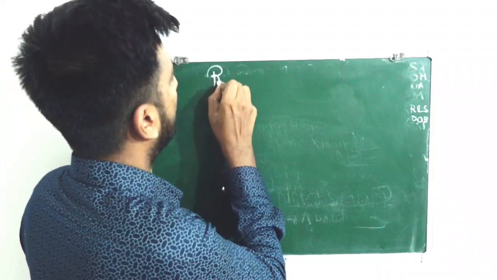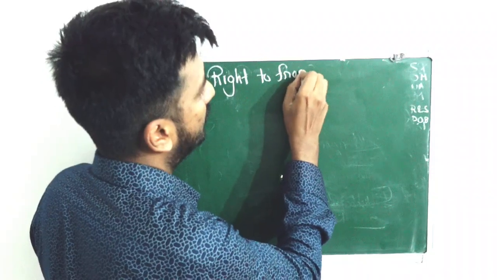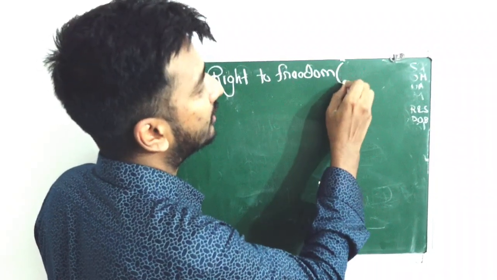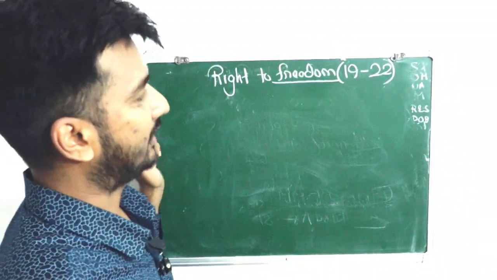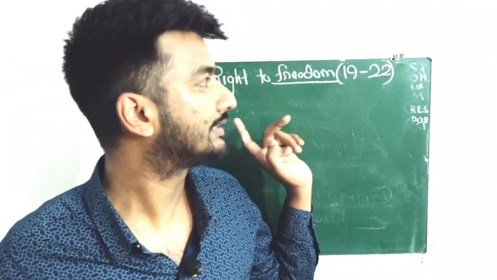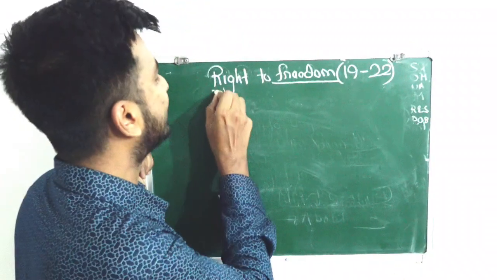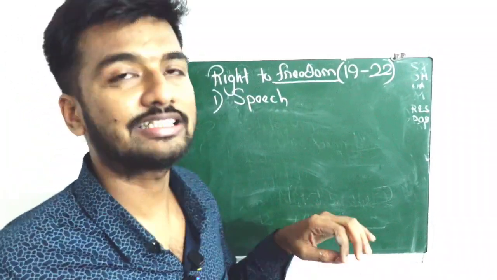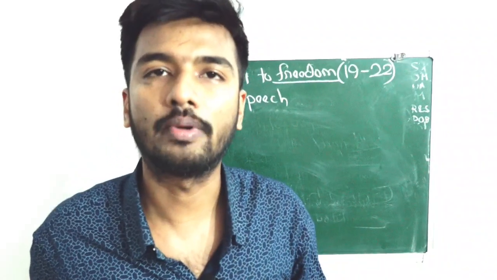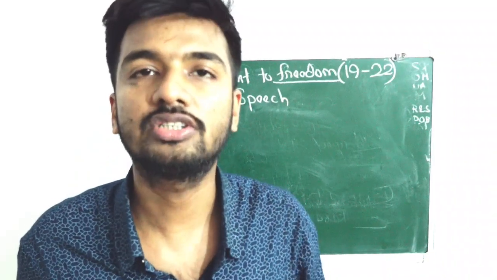Next fundamental right is right to freedom. Let's write it down. Right to freedom. It covers Articles 19 to 22. Under freedom, there are 6 freedoms allowed by the Constitution of India. What are the freedoms? First is right to speech. What does it mean? You can speak anything you want in any domain, in public or with your friends. You have the right to speech, but conditions apply.